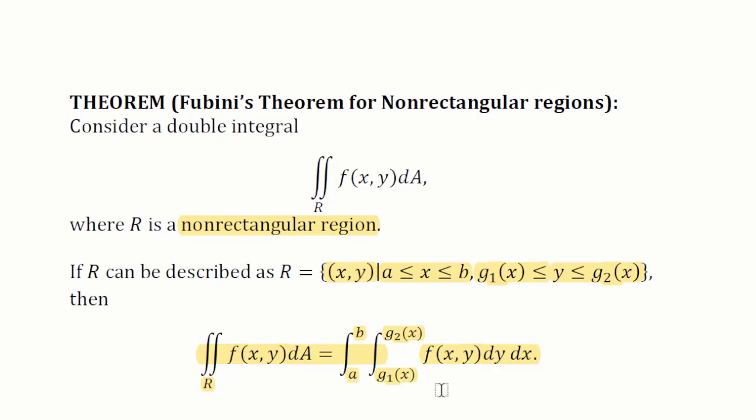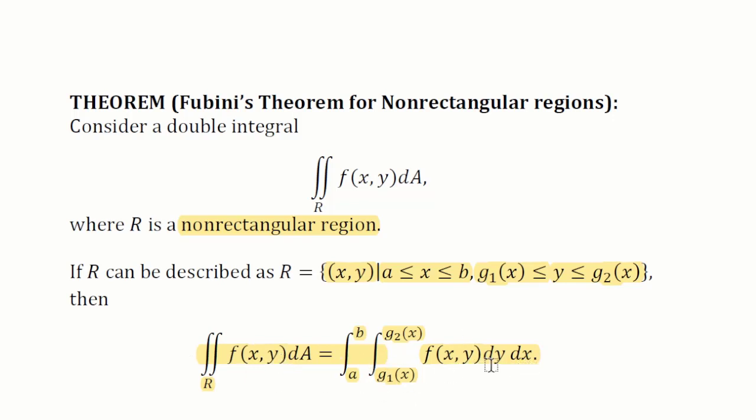So Fubini's theorem that we've learned previously allowed us to do all this, but now the inner integral has to be integrated in terms of y first, and as we're integrating that, we have to integrate from the lower g1 of x to the upper g2 of x, and then the outer integral will be done in terms of x. Okay, and that's the order here.